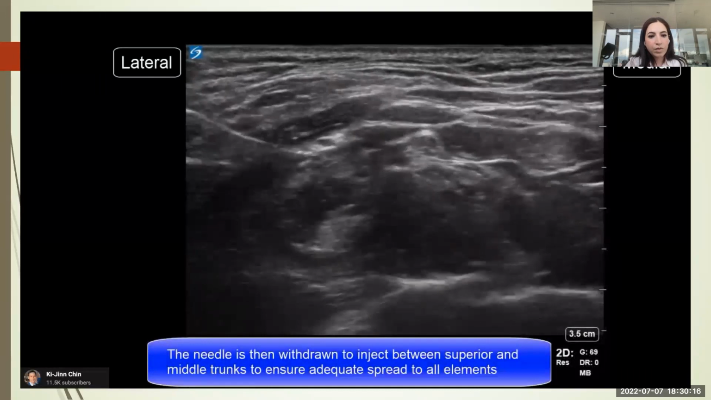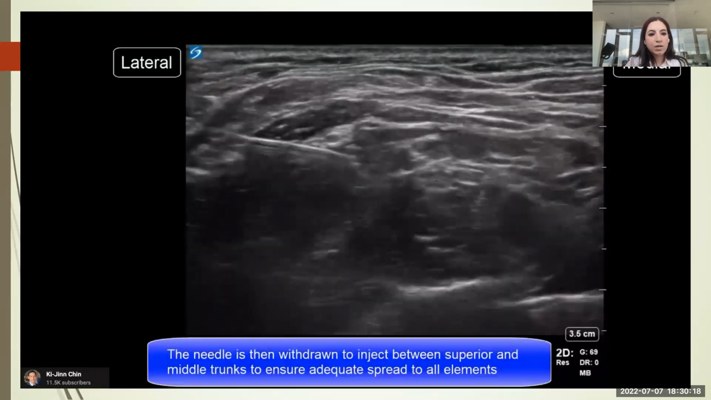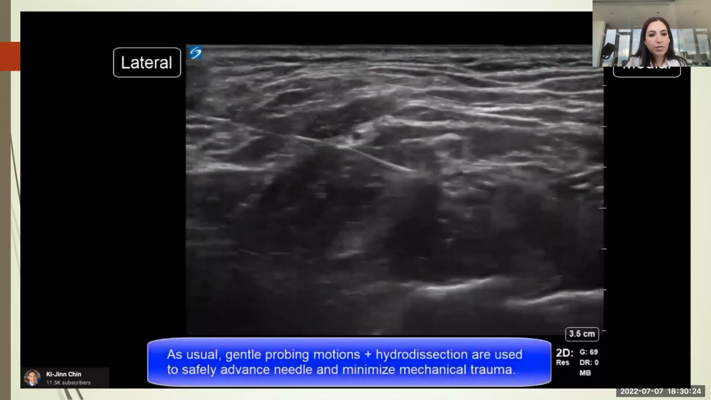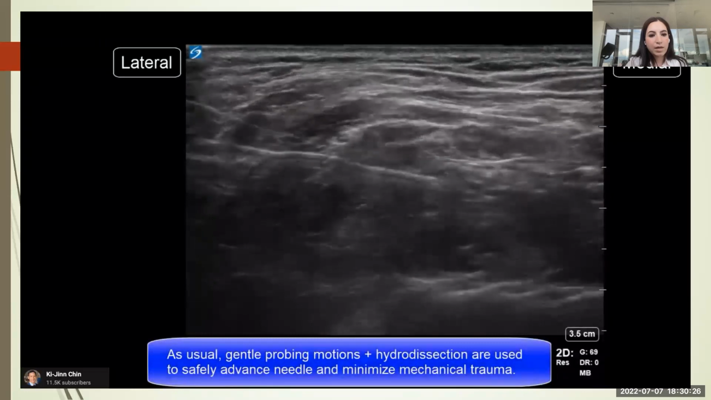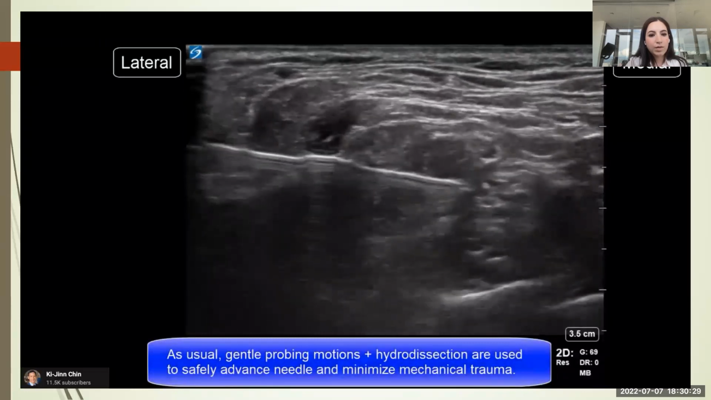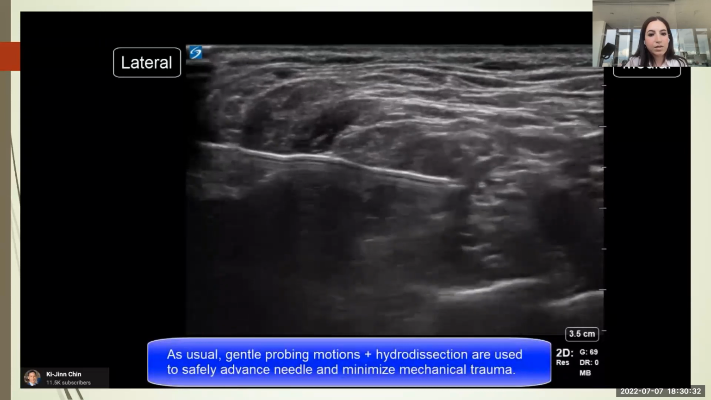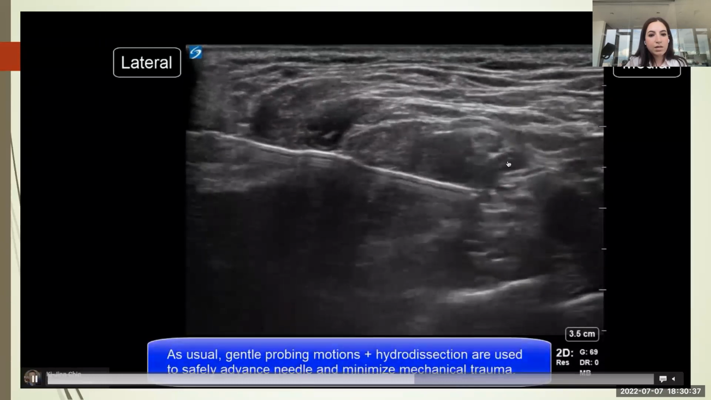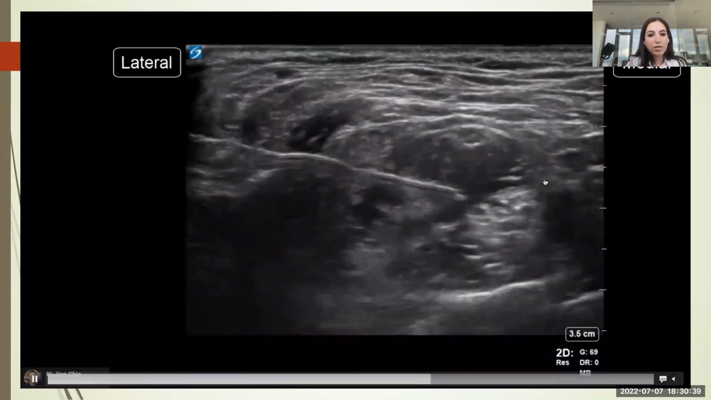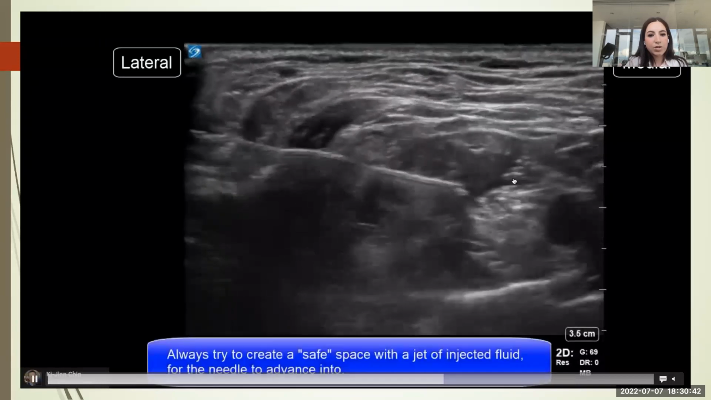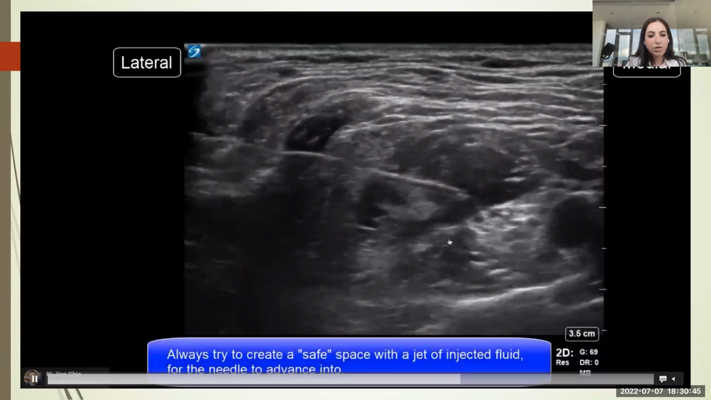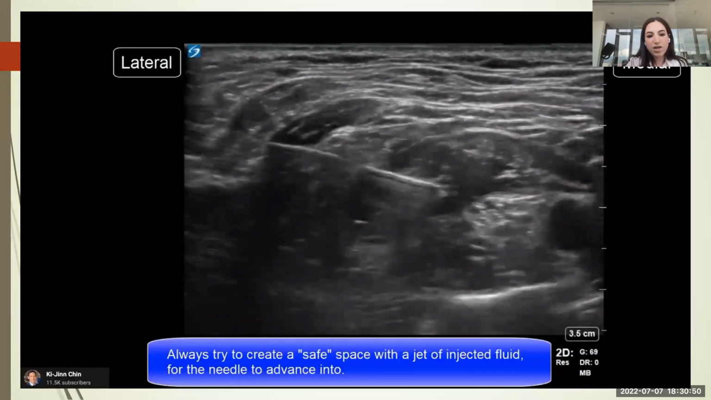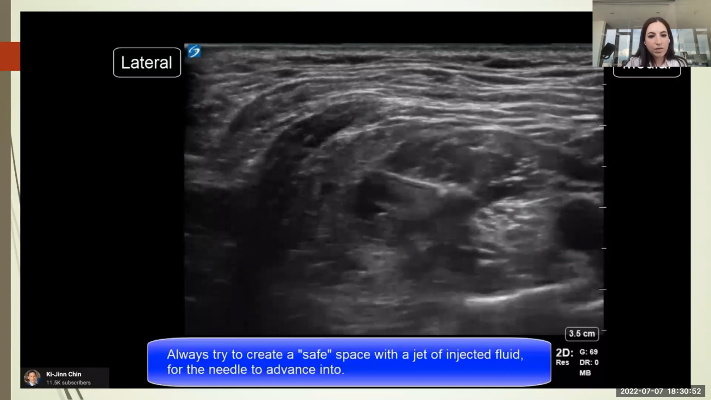And if you are able to, using hydrodissection as you approach the nervous structures can help guide your way into that connective tissue and allow you to stay a safe distance away from the fascicles, obviously. And so you can see this linear spread throughout the brachial plexus sheath, which is reassuring that you're injecting in between and not within the nervous structures.